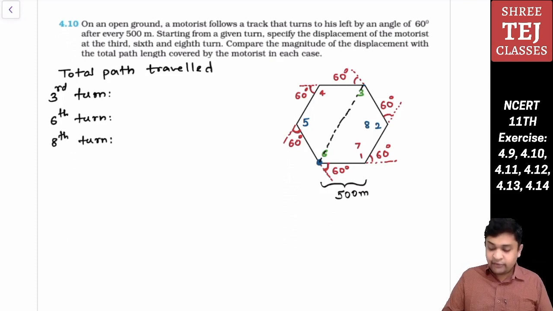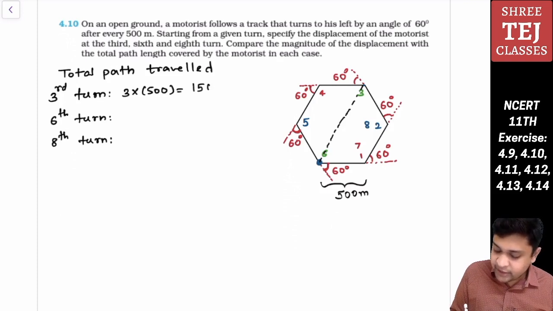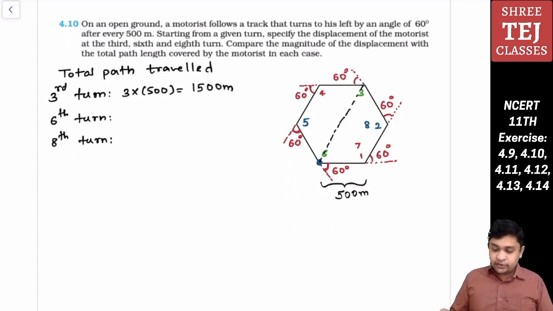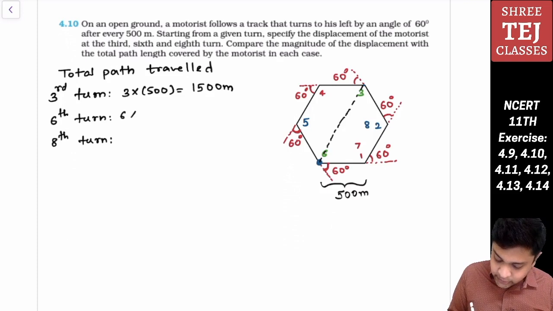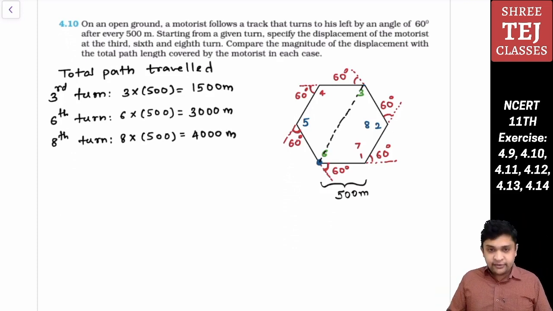So 500, 500, 500. So till third turn, 3 into 500, so 1500 meters was the total path traveled. For 6 turns, 1, 2, 3, 4, 5, 6, so it will be 6 into 500, which is 3000 meters. And for 8th turn, 1, 2, 3, 4, 5, 6, 7, 8, so 8 into 500, so it will be 4000 meters. So these are all the paths traveled till third turn, sixth turn and eighth turn.